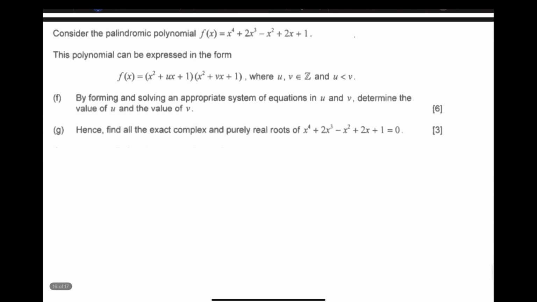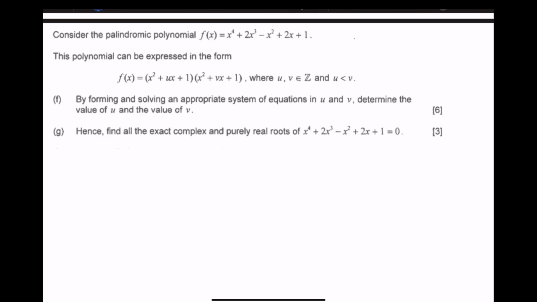Okay, now we have these two parts. Let's start. So f(x) is given as x to the power 4 plus 2x cubed minus x squared plus 2x plus 1. This polynomial can be expressed in the form (x squared plus ux plus 1)(x squared plus vx plus 1). We have to find the values of u and v. So basically I will expand the right side and compare the coefficients on both sides, for part F. x to the power 4 plus 2x cubed minus x squared plus 2x plus 1 is equal to (x squared plus ux plus 1) times (x squared plus vx plus 1).